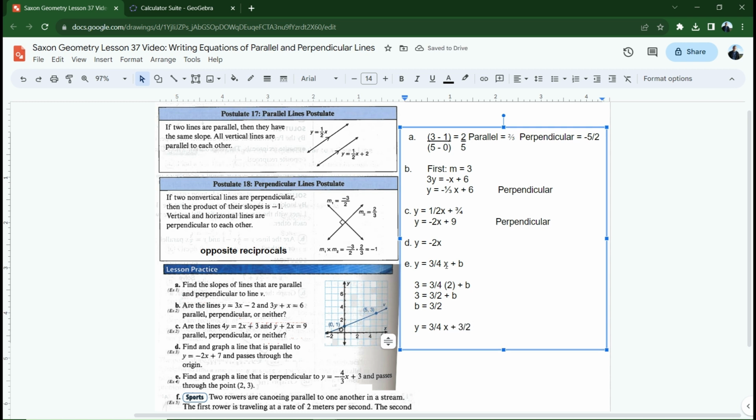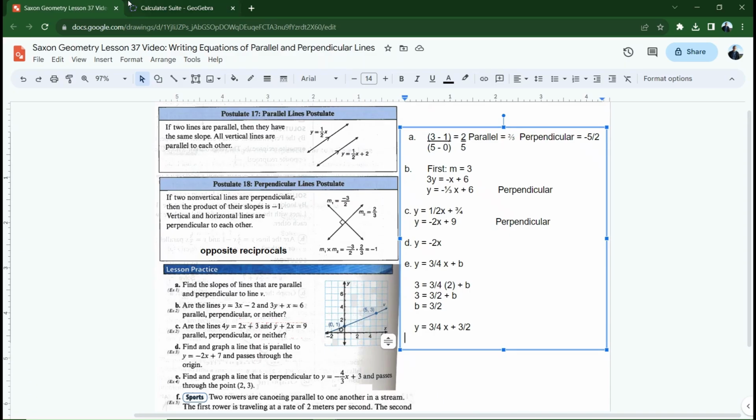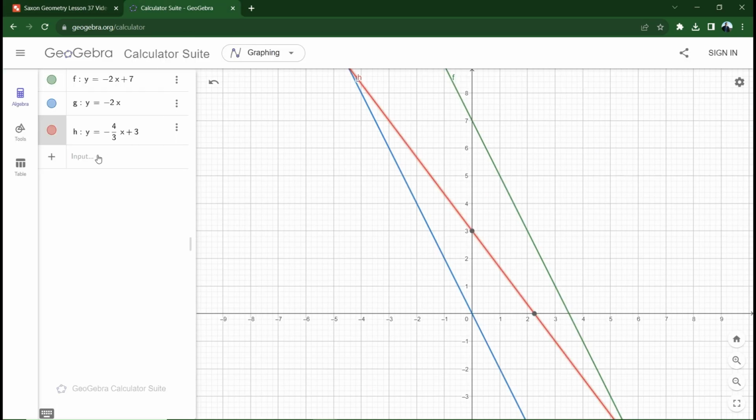All right, let's graph these ones. So I'm going to first of all graph y equals negative 4/3 x plus 3. And then let's see if we can make a perpendicular line with our other equation, 3/4 x plus 3 halves. So y equals 3 over 4 x plus 3 over 2.